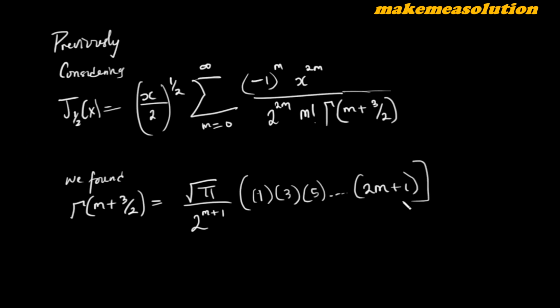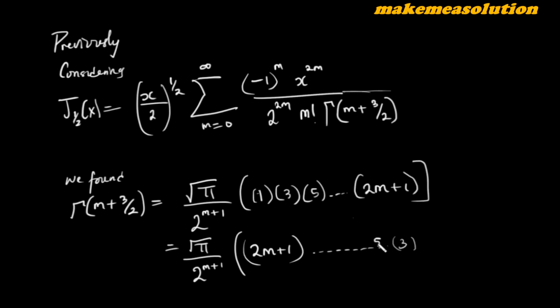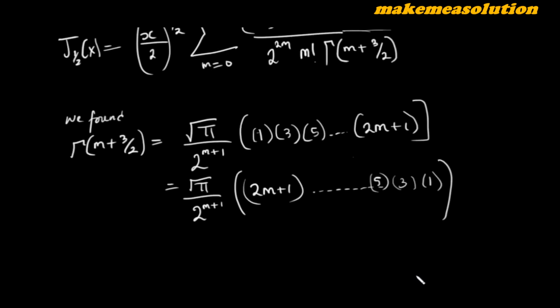So this is the expansion. Someone else can still write it the other way, root pi over 2^(m+1), then you start with 2m plus 1, and the odd number before 2m plus 1 is 2m minus 1, but we keep going down until we get to 5, 3 and 1. So that's what it means.